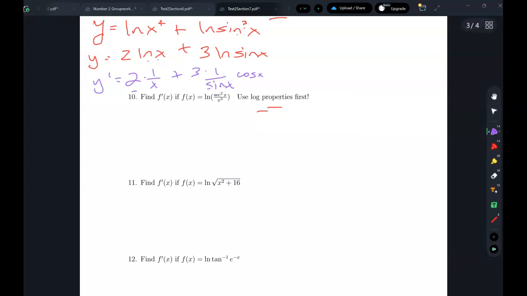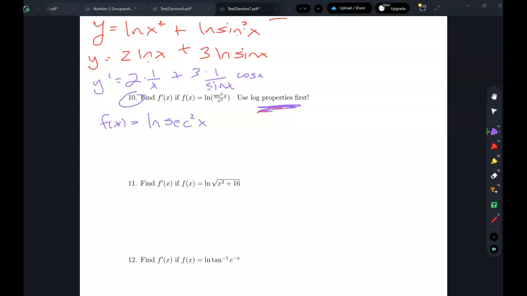So number 10, I want to use log properties first. Before I take the derivative, so this is still f of x, I'm going to rewrite this as ln of secant squared of x minus ln of x cubed. Then I want to bring those exponents down, right? I'm just going to emphasize this is to the squared power. And since that's to the squared power, even before taking the derivative, I can bring the 2 down in front.